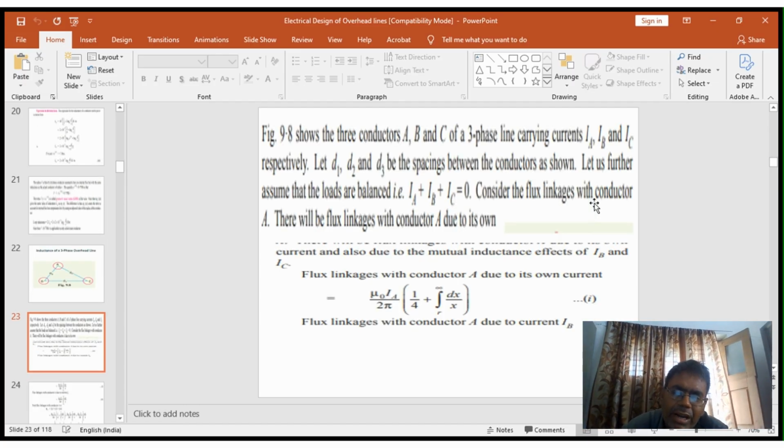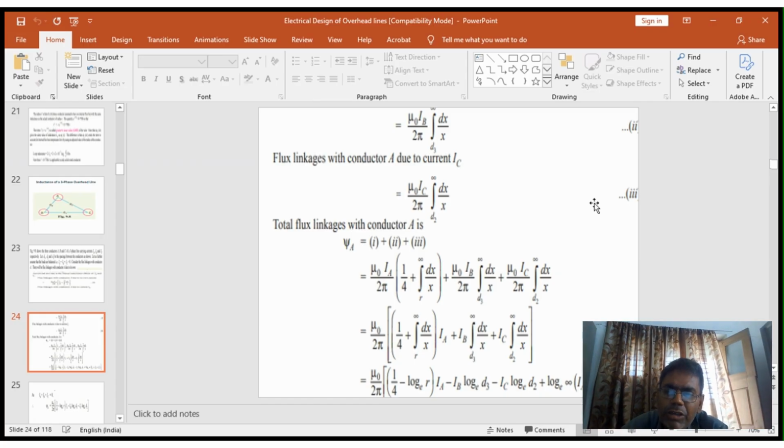Flux linkages of conductor A due to its own current: mu 0 Ia divided by 2 pi into 1 by 4 plus integral of r to infinity dx by x. Assume that the currents are balanced: Ia plus Ib plus Ic is equal to 0. Flux linkages with conductor A due to Ib: mu 0 Ib divided by 2 pi into integral of d3 to infinity dx by x, d3 being the distance of B from A. And flux linkages with conductor A due to Ic: mu 0 Ic divided by 2 pi integral of d2 to infinity dx by x.